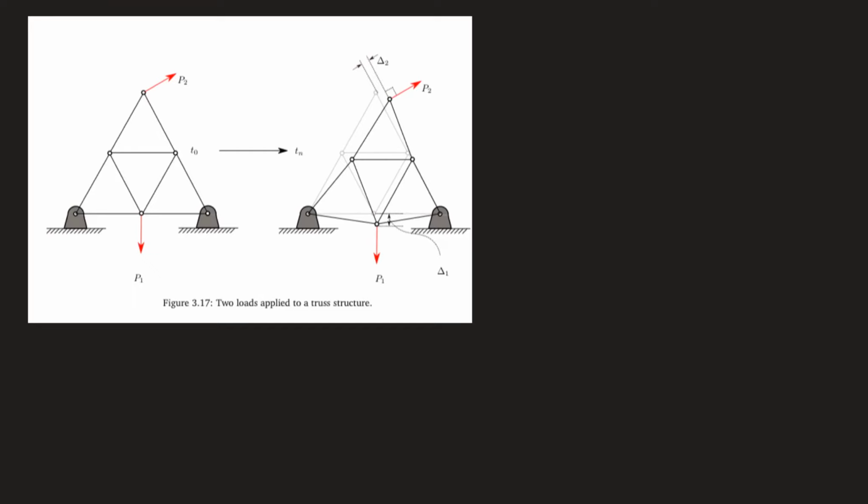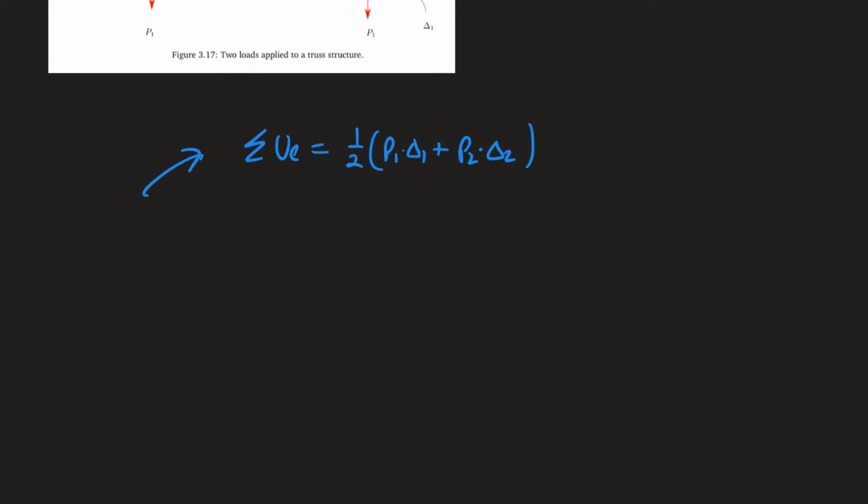Very similarly, if we've got two forces, remember we have to use the displacement in the line of the force. So for P2 here, we look at the displacement in the direction of the force, and for P1 we do the same thing here. So for this structure, the sum of external work is going to be equal to a half P1 delta 1 plus P2 delta 2. Okay, that's our external energy solved, or external work.